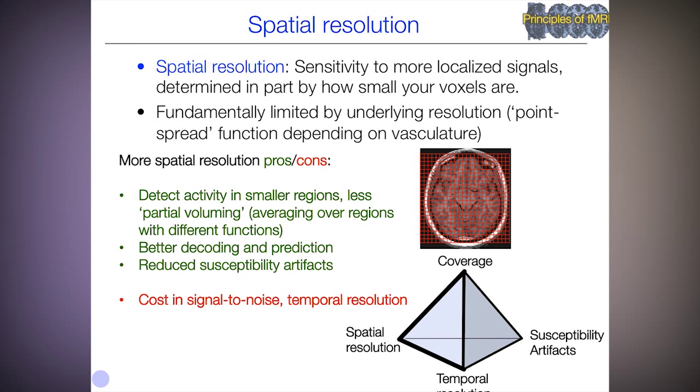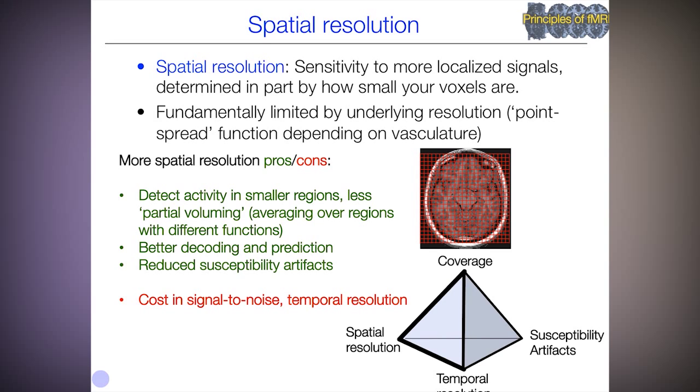Some pros of increasing spatial resolution: you can detect activity in smaller brain regions. There's less partial voluming, which refers to averaging over regions that do different things with different populations of neurons or even different tissue types, gray matter and white matter, gray matter and fluid space. In general, you can get better decoding and prediction at 3T with voxel sizes down to about 2 millimeters. And after that, there are additional issues. At 7T, you can go to smaller voxels, and that will likely improve accuracy and decoding in multivariate analyses as well. And finally, there are reduced susceptibility artifacts.